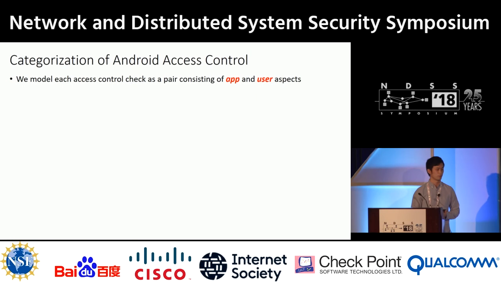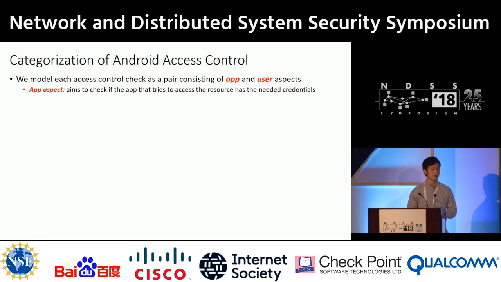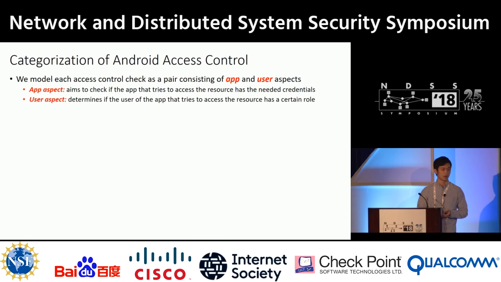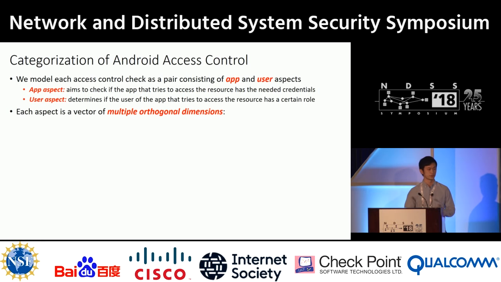In detail, we model each access control check as a pair of app and user aspects. The app aspect aims to check if the app that tries to access the resource has the needed credentials, and the user aspect determines if the user of the app that tries to access the resource has a certain role. And further, we model each aspect as a vector of multiple dimensions.